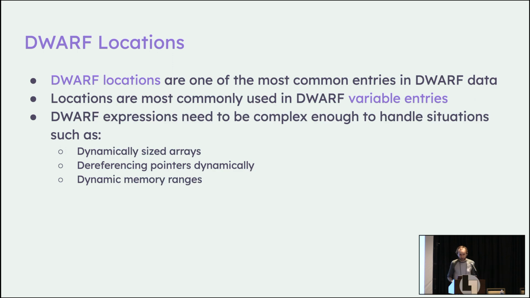The reason for this complexity, this Turing-complete programming language, is that DWARF expressions need to be complex enough to handle all sorts of situations, like dynamically sized arrays, something you can't just build into the binary or a symbol table because it's going to change from run to run. It could also have to do things like dereference pointers dynamically, if you're talking about parsing complicated structures through your debugger. And dynamic memory ranges, things that are not going to be mapped directly at runtime, like heap, stack, things like that.